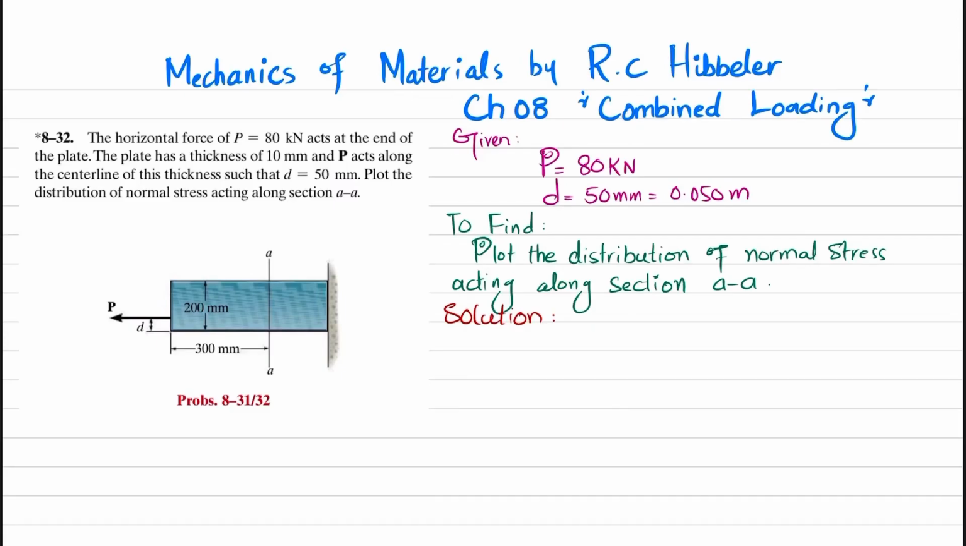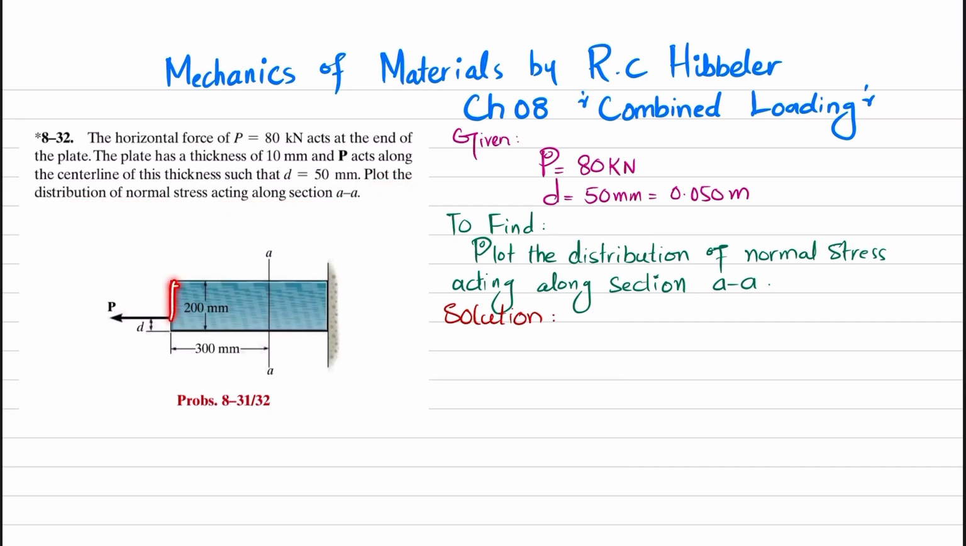Welcome back. Problem 8-32. This problem is taken from Mechanics of Materials by R.C. Hibbeler, and this is chapter number 8, combined loading. The statement of the problem is: the horizontal force P of 80 kilonewton acts at the end of the plate. The plate has a thickness of 10 millimeter and P acts along the central line of this thickness such that D is 50 millimeter. Plot the distribution of normal stress acting along section AA.